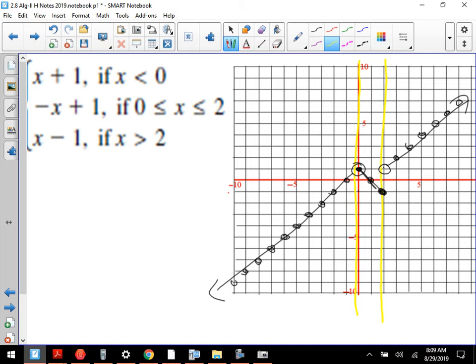The other type of function of this style was when we had what were called step functions. And when you had step functions, they literally looked like steps. All right. So let's see here.